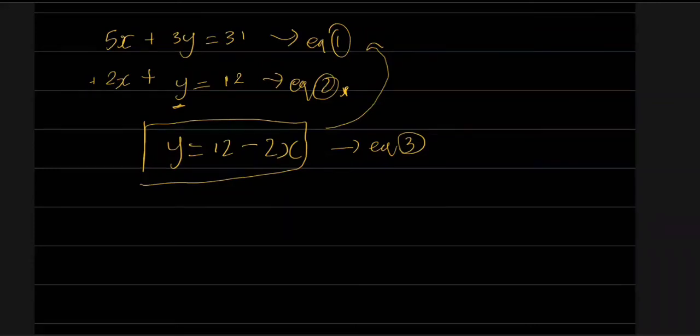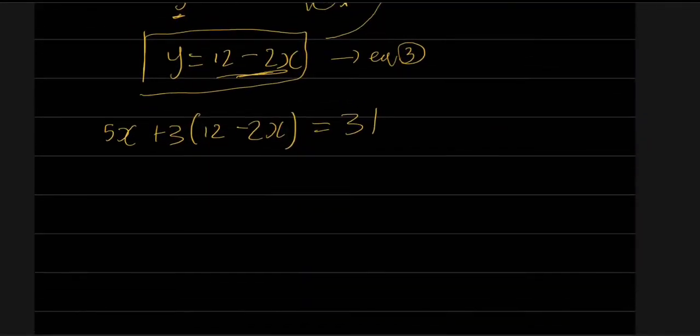So let's take equation 1. So we have 5x plus 3, and instead of y, we'll put this here, 12 minus 2x. And that will be equal to 31. And then we distribute this 3 here. So we now have 5x plus 3 times 12, that will give you 36, minus 3 times 2x, that will give you 6x, 3 times negative 2x, that will give you negative 6x, and that is equal to 31.